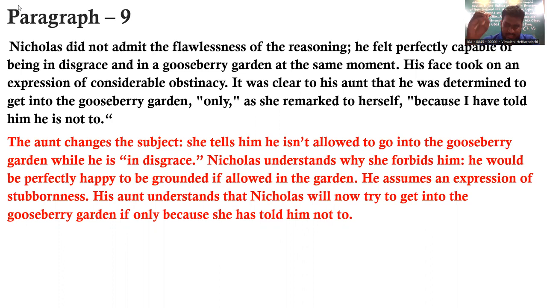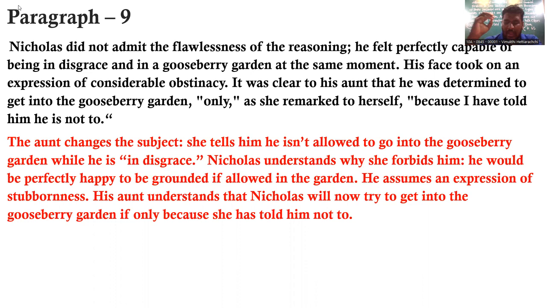Second punishment is that, okay, you can go anywhere that you like. You can enjoy yourself. You can go anywhere that you like, but make sure to remember you should not enter the gooseberry garden or else the lumber room. The idea behind here is that you should go there. By saying that you should not go there, the aunt indirectly suggests that you should go there. When you go there, definitely I can capture you and then I have evidence, then I can punish you.